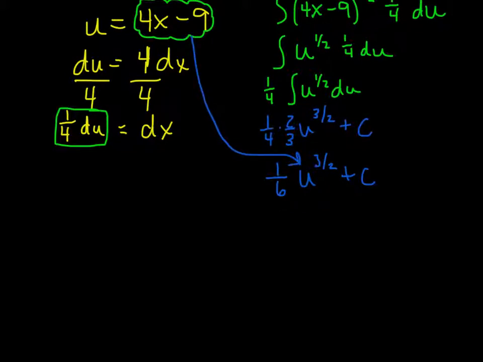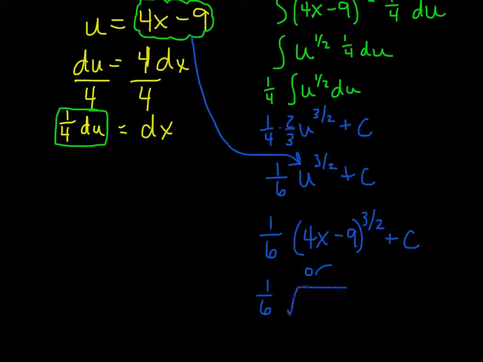So I'm going to replace now the u with what I started with, the 4x minus 9. So finally I have 1/6 (4x minus 9) to the 3/2 plus c. And that's my final answer. Of course, I could rewrite it instead, saying 1/6 the square root of (4x minus 9) to the 3rd plus c. So those are two different options for how you might see the answer. All right, great job. Let's move on to the second one.